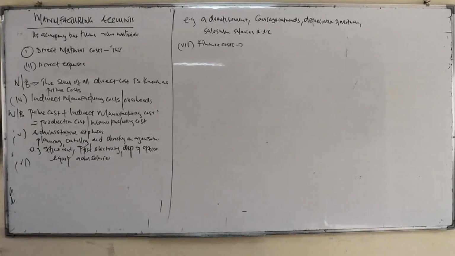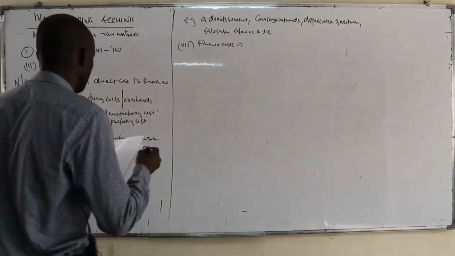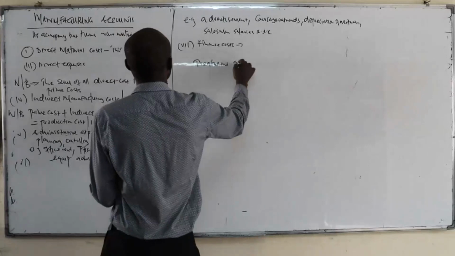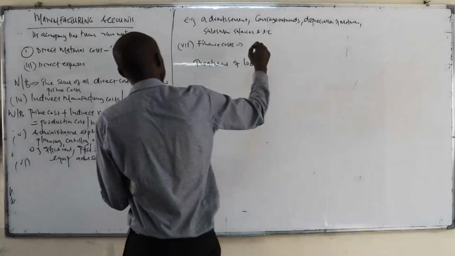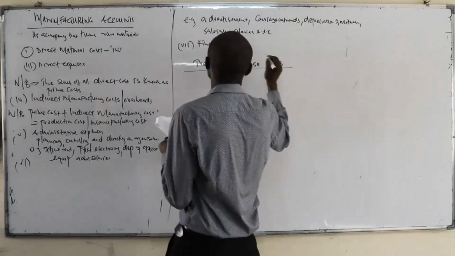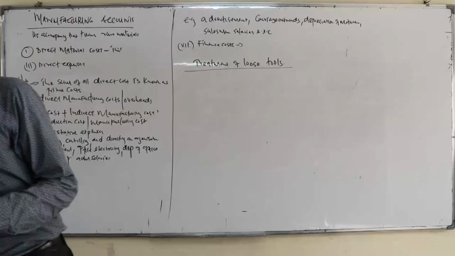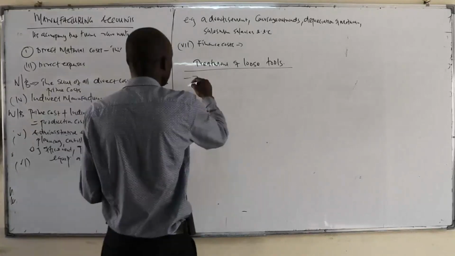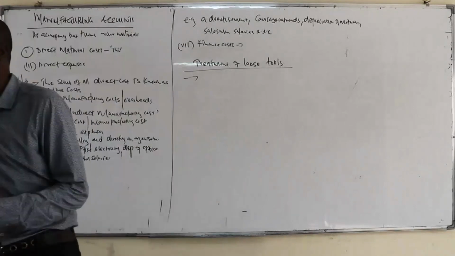So another thing that you need to know under manufacturing is what we call treatment of loose tools, or loose materials. So when you're manufacturing, we have these small tools like bolts, nuts, you know them. The loose tools consumed during the year are considered as a factory overhead. So you can write that the loose tools consumed during the year are considered as a factory overhead.